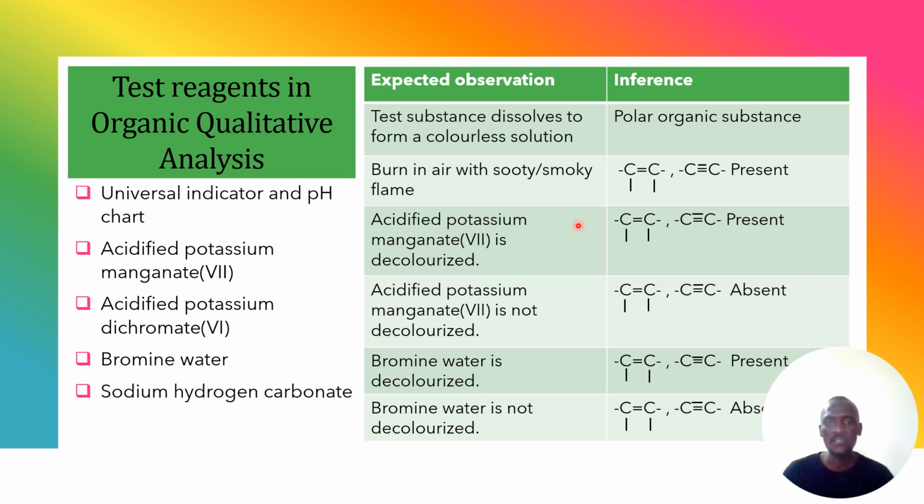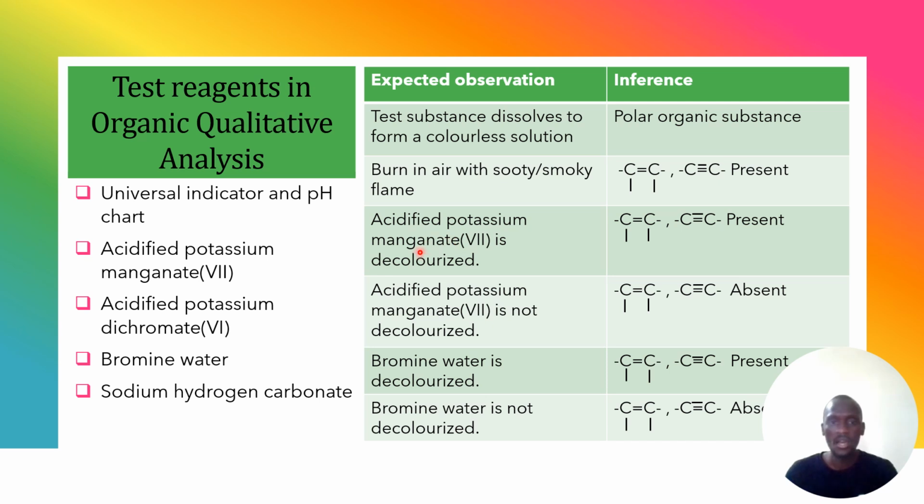Then we have acidified potassium manganate(VII). If it is decolorized, then the student infers the presence of a double or triple bond. If it is not, then the double and triple bond is absent. Bromine water: if it is decolorized, then a double or triple bond is present. When the bromine water is not decolorized, then a double or triple bond is absent. When you are dealing with acidified potassium manganate(VII), a student can write that purple acidified potassium manganate(VII) changes to colorless.